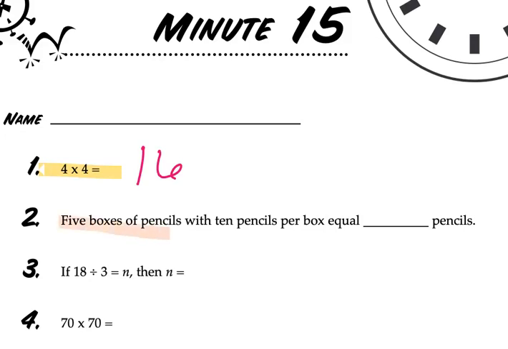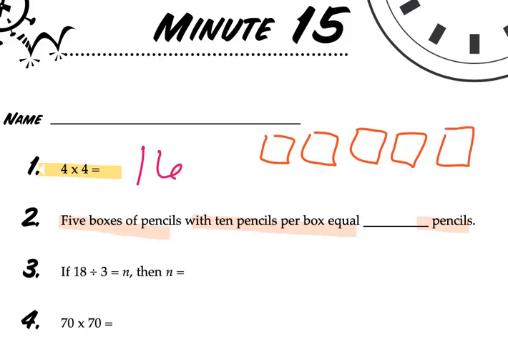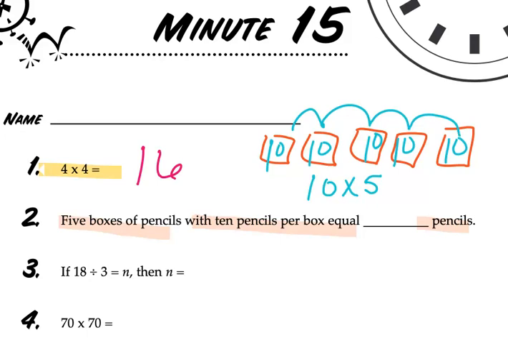5 boxes of pencils with 10 pencils per box equal how many pencils? So you all know I love a good visual. We got 5 boxes. 1, 2, 3, 4, 5. And there are 10 pencils in each box. 10 pencils here, here, here, here, here. Okay, so I quickly see that this is 10 times 5, or you can say 10 plus 10 plus 10 plus 10 plus 10, and that gives you 50. So there's a total of 50 pencils.